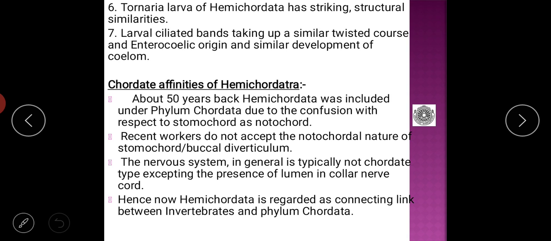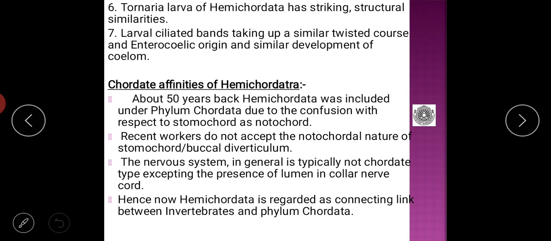Now let's go through some chordate affinities of hemichordates. About 50 years back, Hemichordata was included under phylum Chordata due to the confusion with respect to stomochord or notochord. Recent workers do not accept the notochordal nature of stomochord or buccal diverticulum, and rather they have the nervous system in general, which is typically not chordate type, excepting the presence of lumen in the collar nerve cord. So thereby it has some similarities with the chordates too.